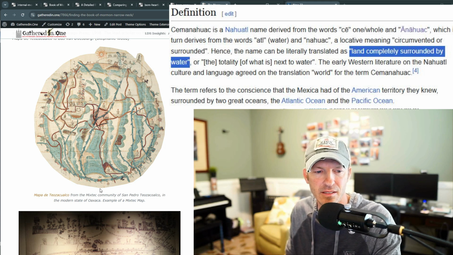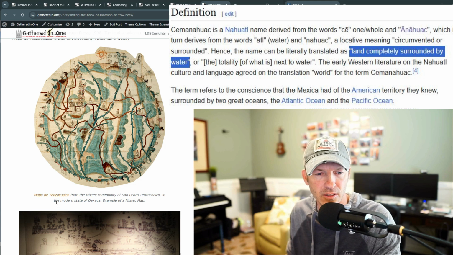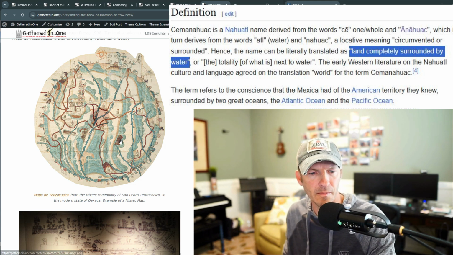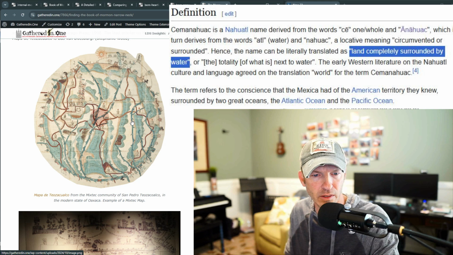And they have maps. This is a great example, this Mapa de Tio Zacualco. See these rivers? It has rivers on there. It has trails. Each of these is a little town, right?